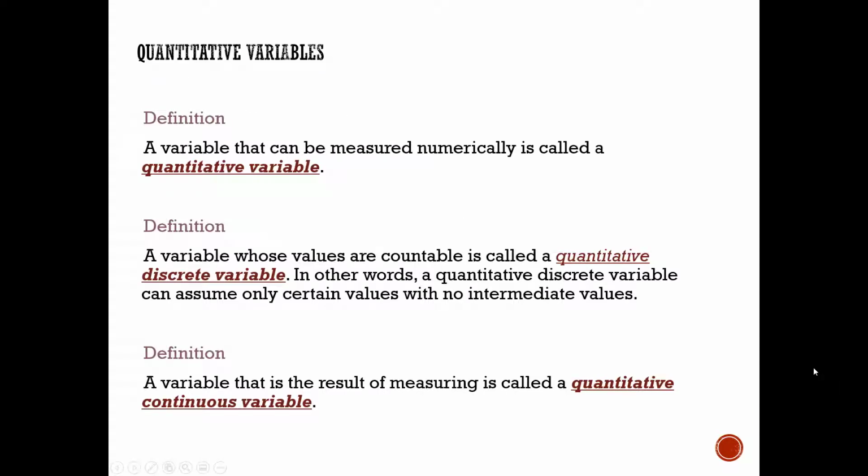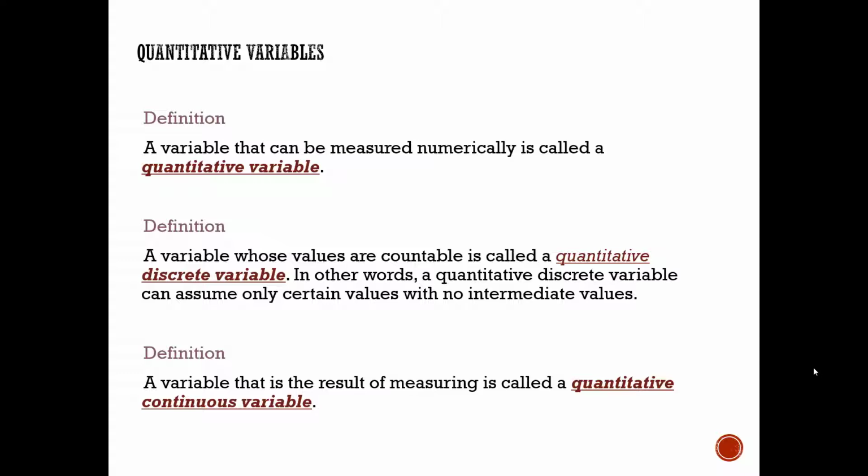Now a variable that's measured numerically is called quantitative. You can put beside this one numbers because that's what you're going to remember it by. Quantities, quantitative, numbers. A variable whose values are countable is called a quantitative discrete variable. In other words, a quantitative discrete variable only has certain values. There are no fractions in this one, no decimals, no fractions. It's going to be whole numbers, and you might want to write that down. Discrete variables are always whole numbers.